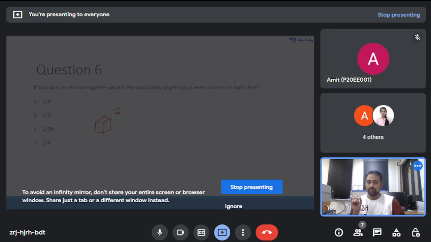When we are saying getting it on the top, that is the one we see while playing Ludo or any other games with dice. So two dice are thrown together, and what is the probability of getting an even number on both? So even numbers, we already saw, are 2, 4, 6. That is possible, right? Because 1, 3, and 5 are odd numbers. Okay. Now, can anyone solve?